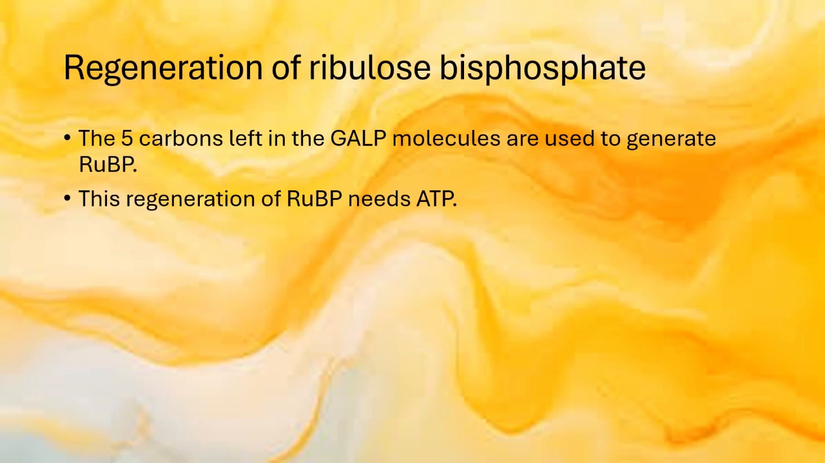So now going back to the regeneration of ribulose bisphosphate, the 5 carbons left in the GALP molecules are used to generate RuBP. This regeneration of RuBP needs ATP.